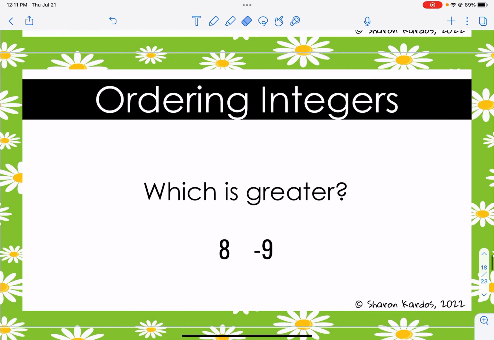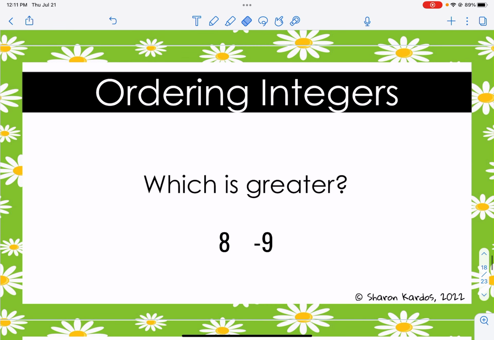So let's do a little practice. Which is greater? Think it through. +8 or -9. And hopefully you said +8. So I'm going to use my little alligator mouth like you learned in elementary school. Okay, he's always really hungry. He wants to eat the greater number, right? So +8 is actually bigger than -9.